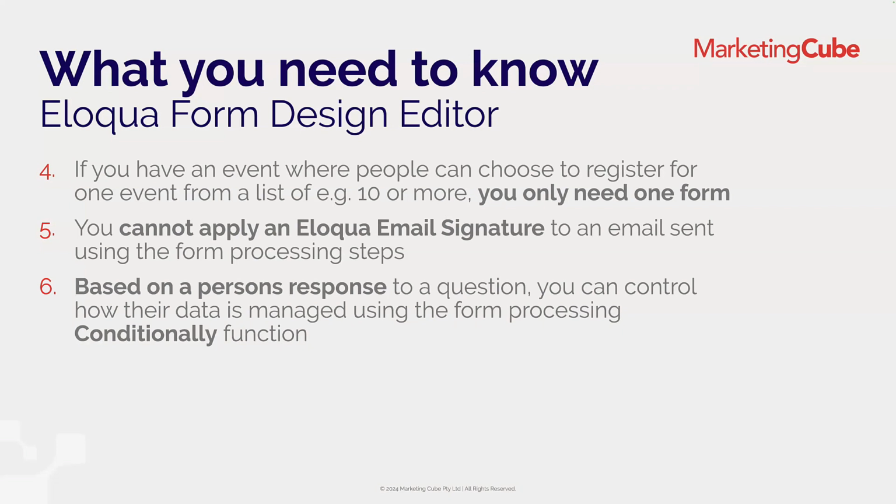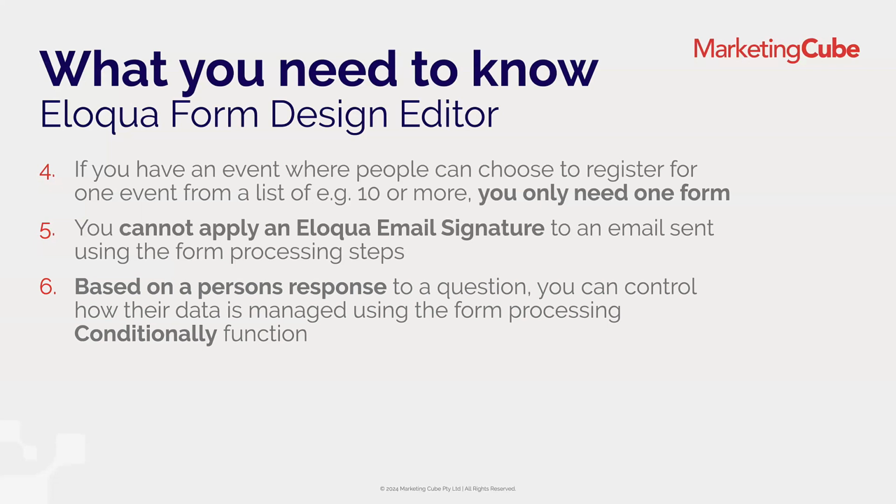So point 6 kind of plays into point 4 a little bit. But basically what we're able to do, using the conditionally function of the form in the processing steps area, is change what happens. So if they tell us over here that blue is their favorite color, we can give them a different confirmation page. We can send them a different confirmation email. We can put their data in a different location.